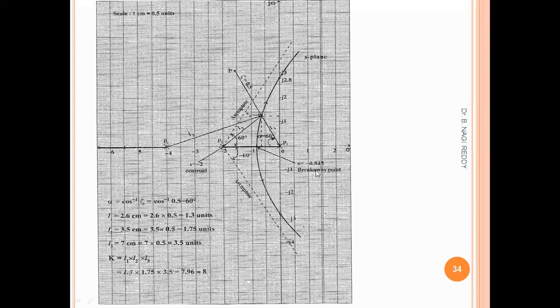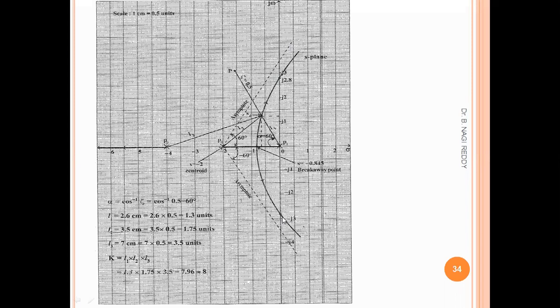So at the breakaway point, we have to draw the root locus which is crossing at 2.8 j on the positive side. Similarly, on the negative side also minus 2.8 j. So from this breakaway point, draw this root locus, and this root locus has to be very symmetrical for this angle of asymptotes.